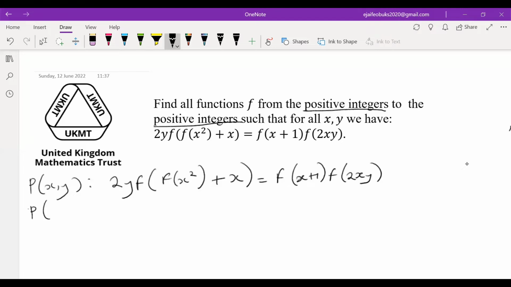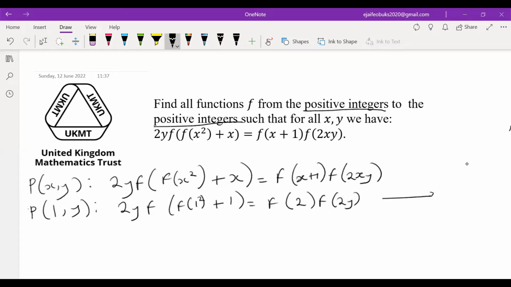Suppose I make x equal to 1 and leave y. So this is 2y into f of 1 squared plus 1, where 1 squared is 1, is equal to f of 1 plus 1 times f of 2y. Let me call this equation 1. I don't know how this will help much, it's just a label.